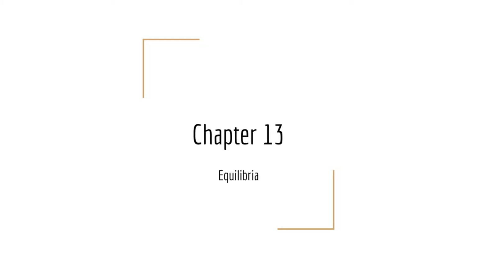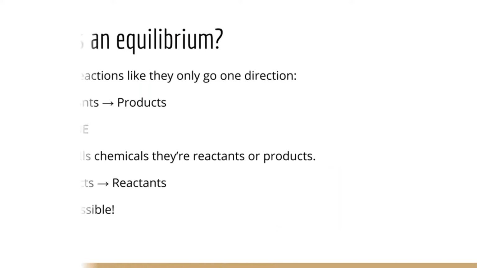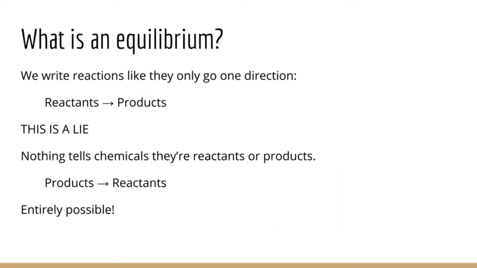All right, so chapter 13, where we explore equilibria. That is the plural of equilibrium. So, what is an equilibrium? Now, we write chemical reactions, for the most part, as if they only go in one direction, from reactants to products. Hate to break it to you, but that's not the way things are.